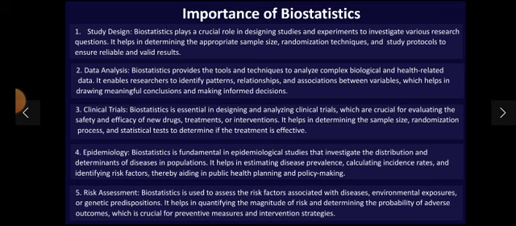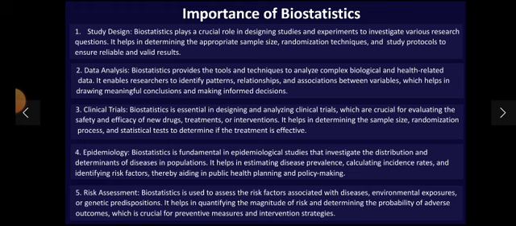Now, four, we say that in epidemiology, biostatistics is fundamental in epidemiological studies that investigate the distribution and determinants of diseases in a population. It helps in estimating disease prevalence, calculating incidence rates, and identifying the risk factors, thereby aiding in public health planning and policy making.